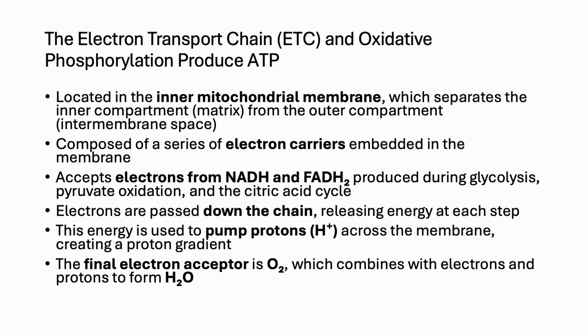The final electron acceptor is oxygen, which combines with electrons and protons to form water, highlighting that oxygen is essential for life. Without oxygen, the chain stops and ATP production halts. The process of coupling electron transfer with ATP generation is called oxidative phosphorylation. This electron transport efficiency allows one glucose molecule to yield about 30 ATP, underscoring its central role in cellular energy production.